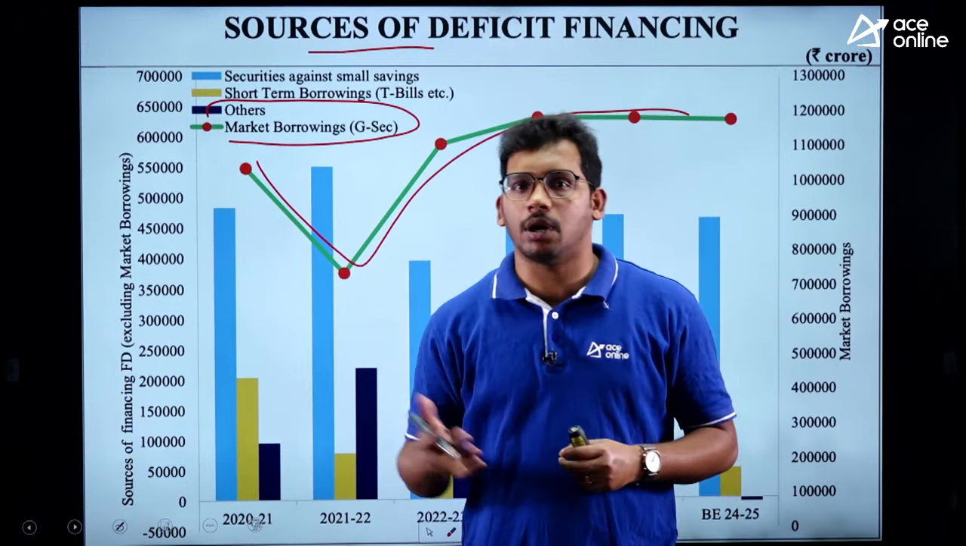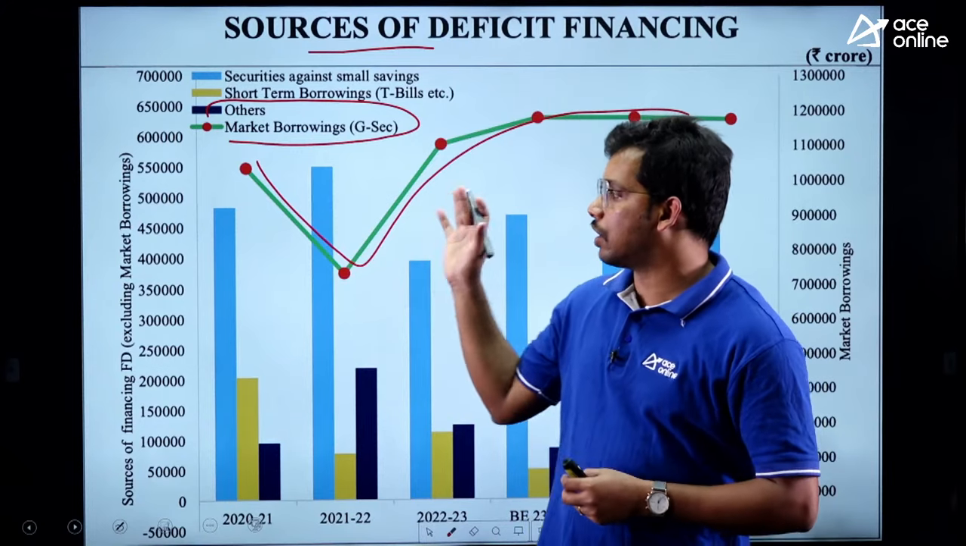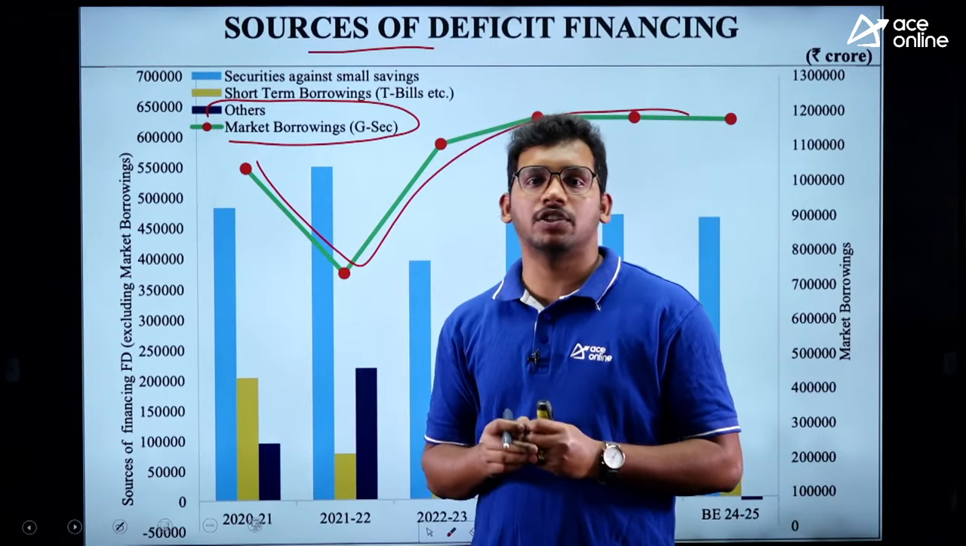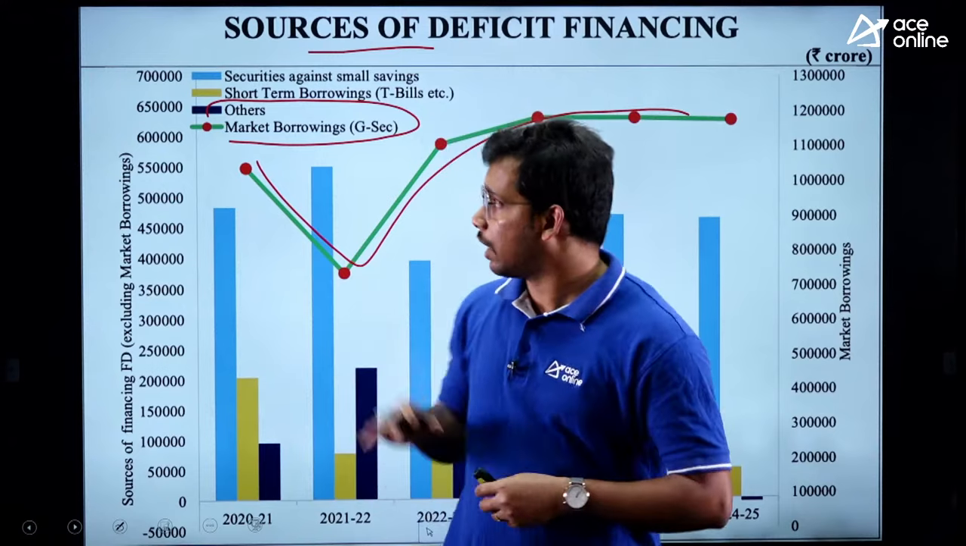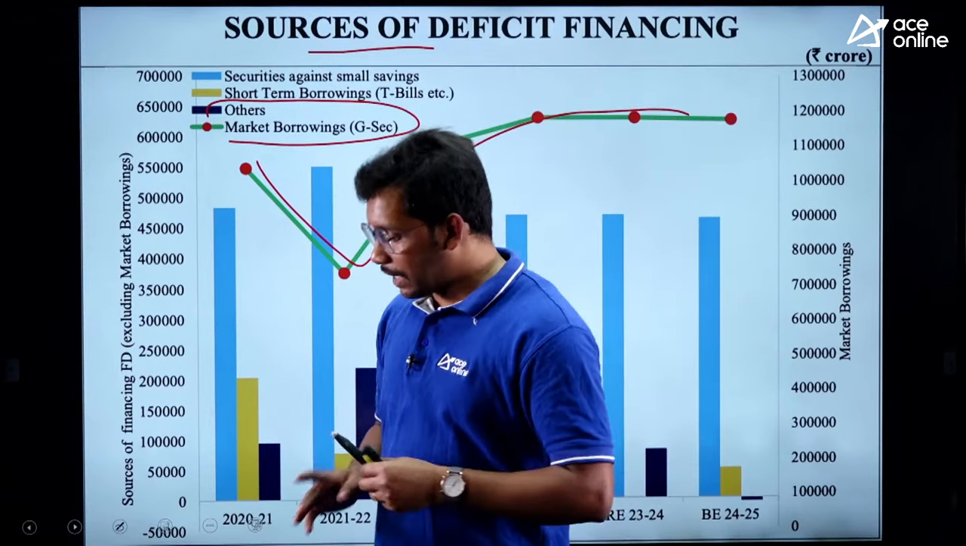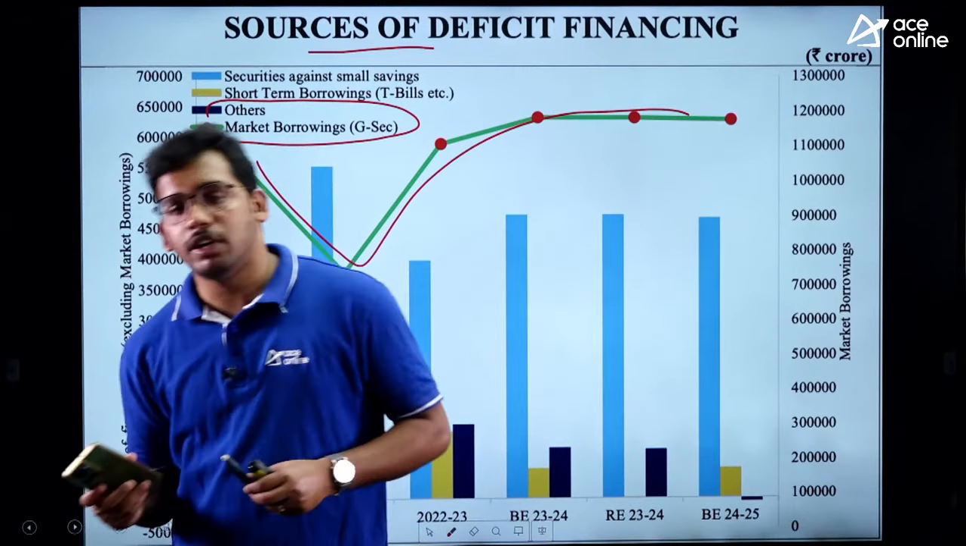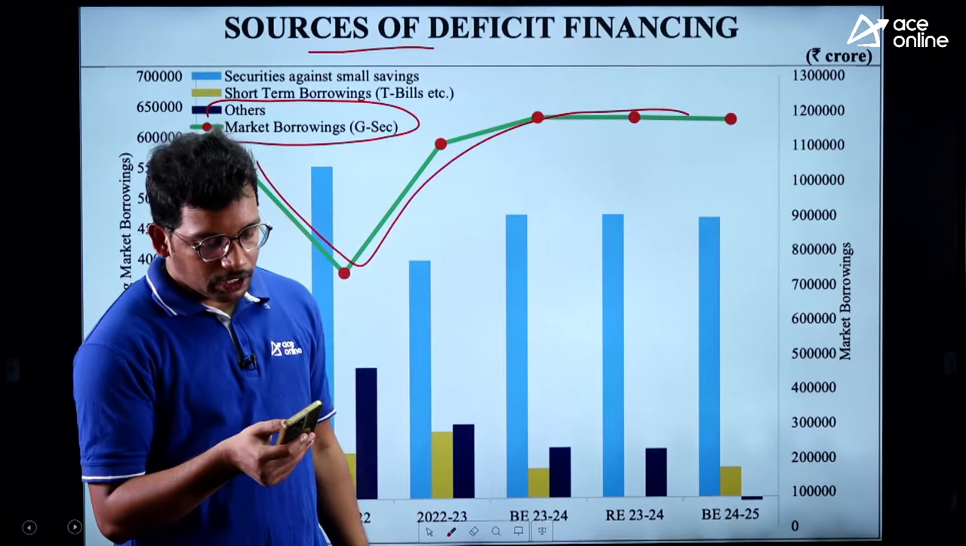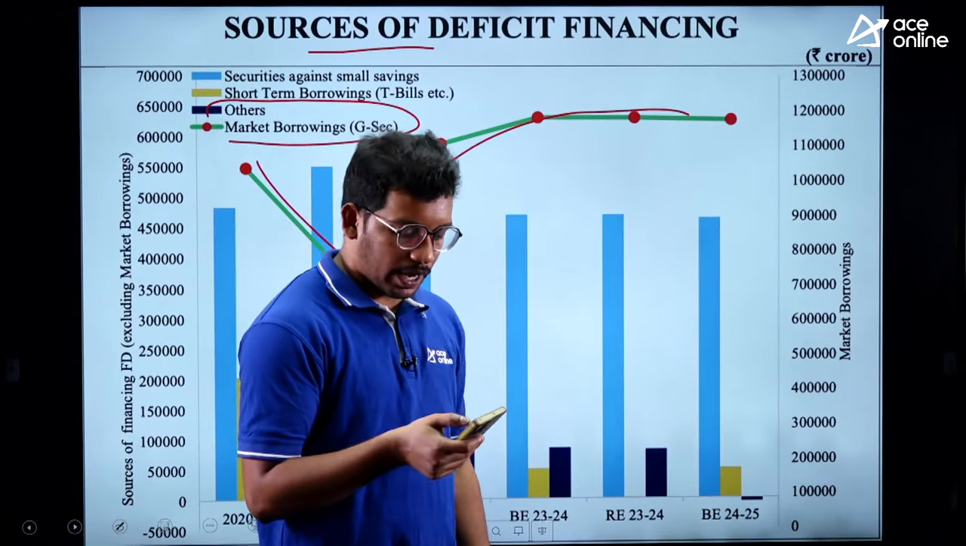I have discussed the receipts, revenue expenditure, all those things. You have to shortlist them yourself and remember them, right? So this is about the budget and the figures. In detail, we have discussed. If you have any doubts, you can ask or else we will end the session.